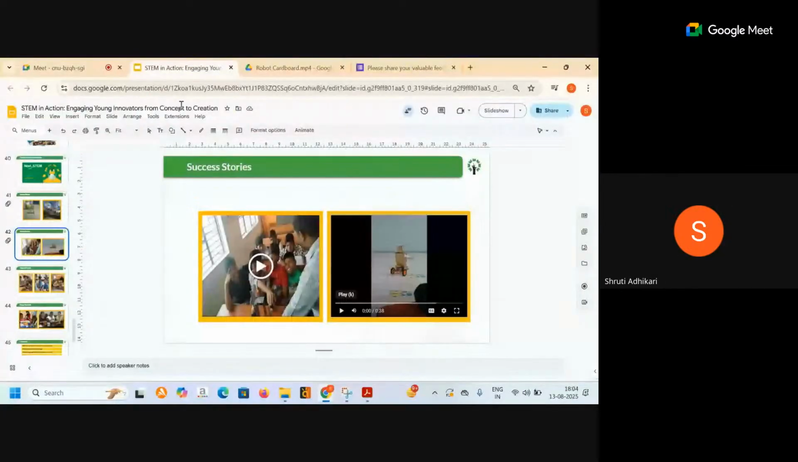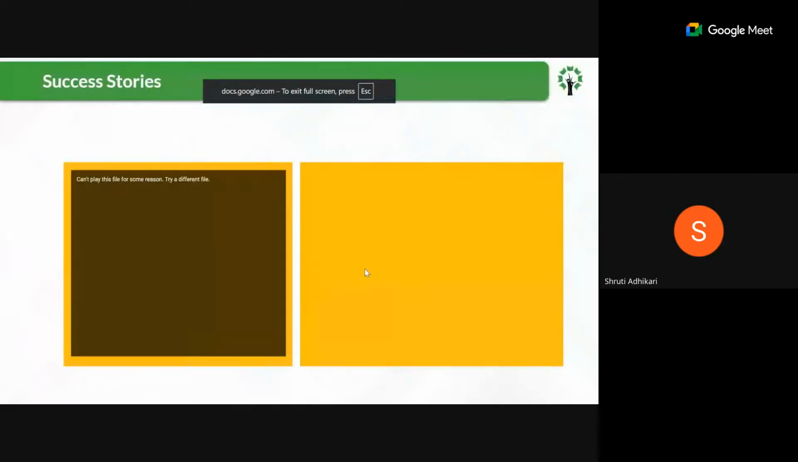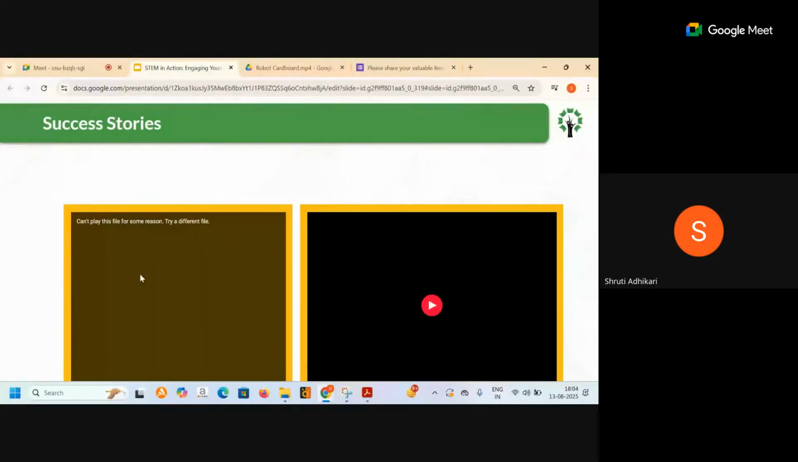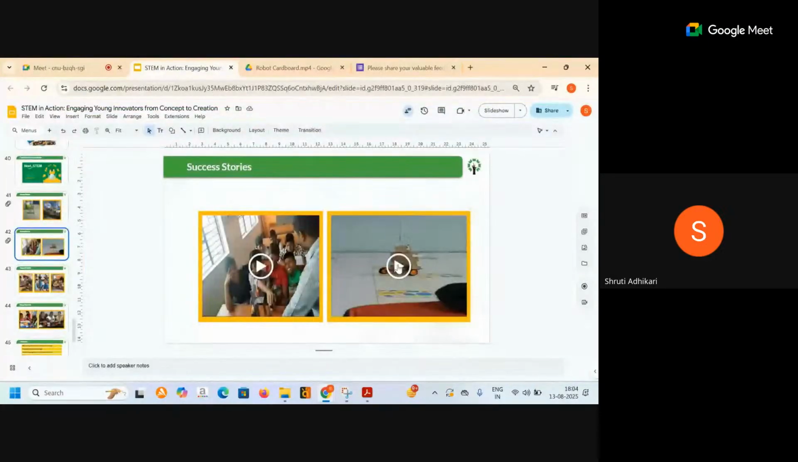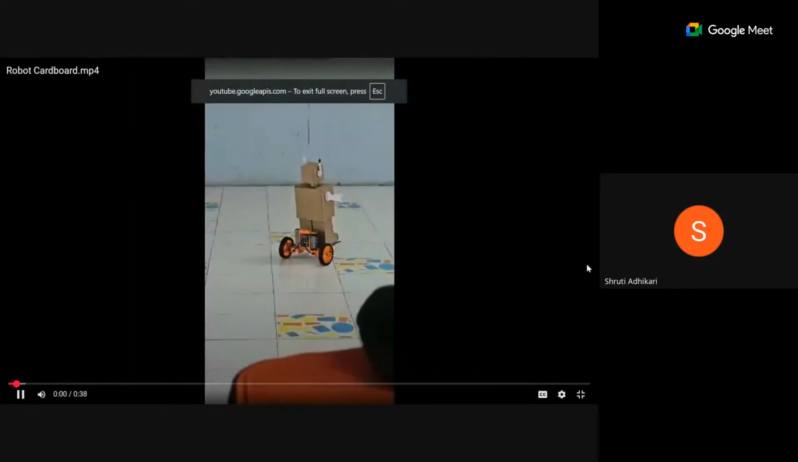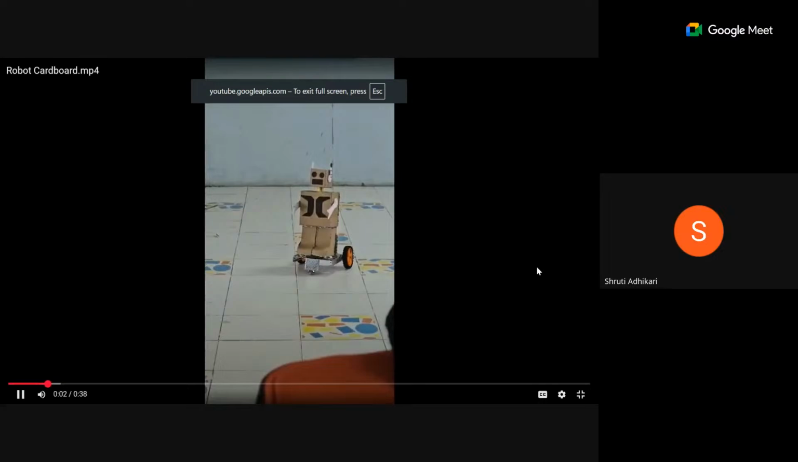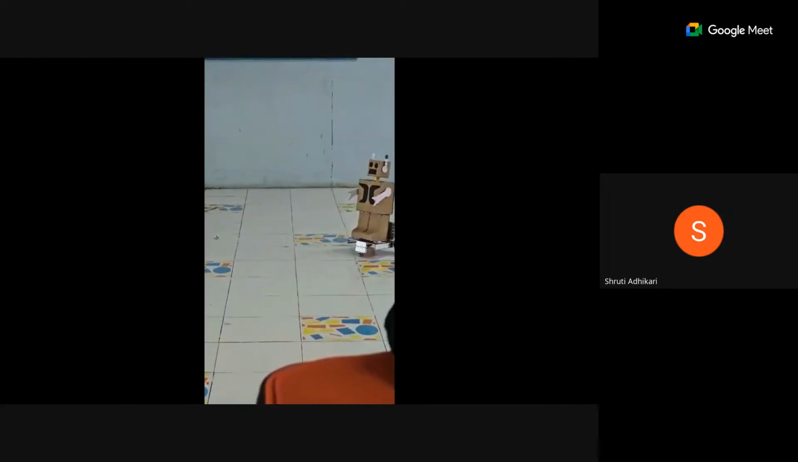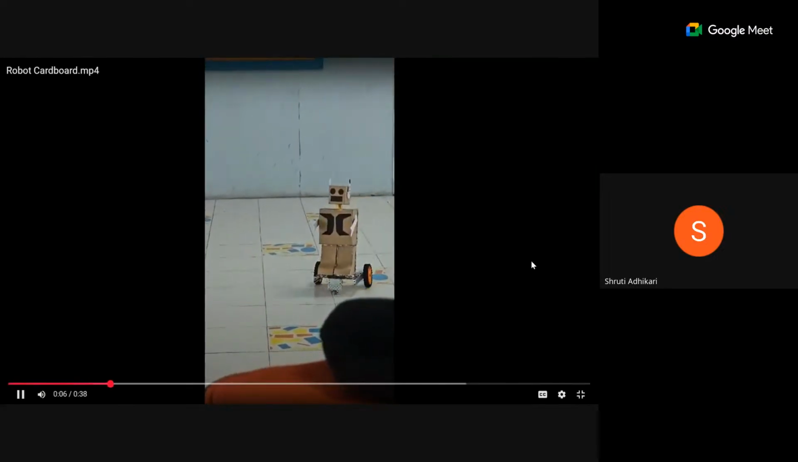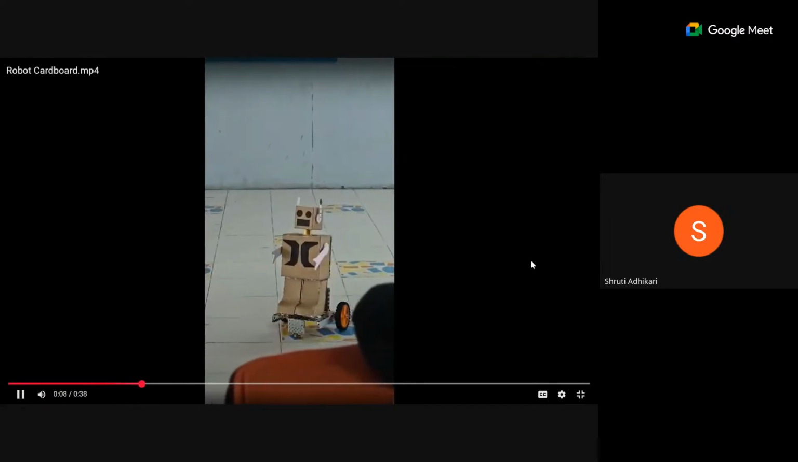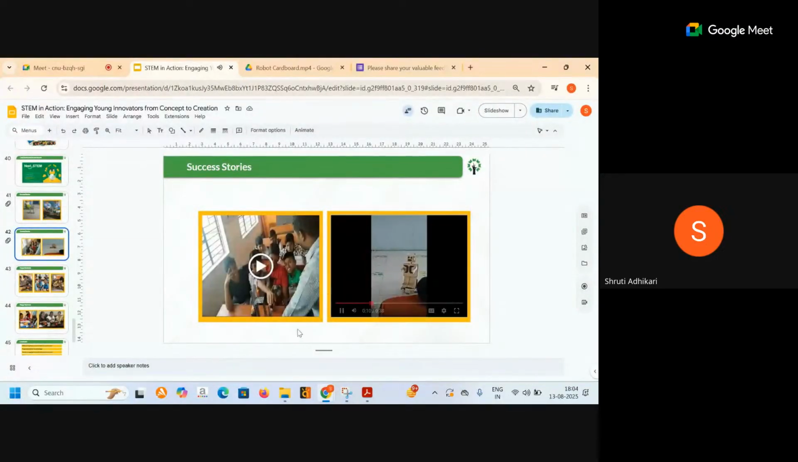So there are a lot of schools who are using our products. And our students have created a lot of models. So you can see there's one creation by some of the students of a school.